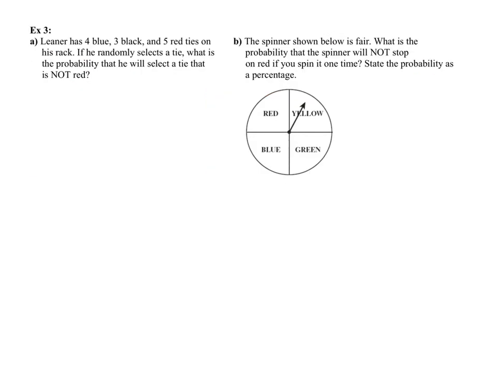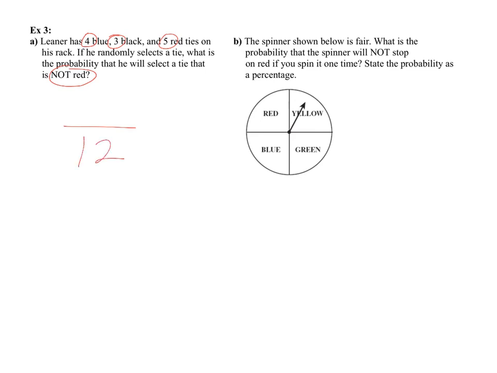All right, last 2 examples. Leonard has 4 blue, 3 black, and 5 red ties on his rack. If he randomly selects a tie, what is the probability that he will select a tie that is not red? All right, so how many ties do we have total? We have 12 ties total.